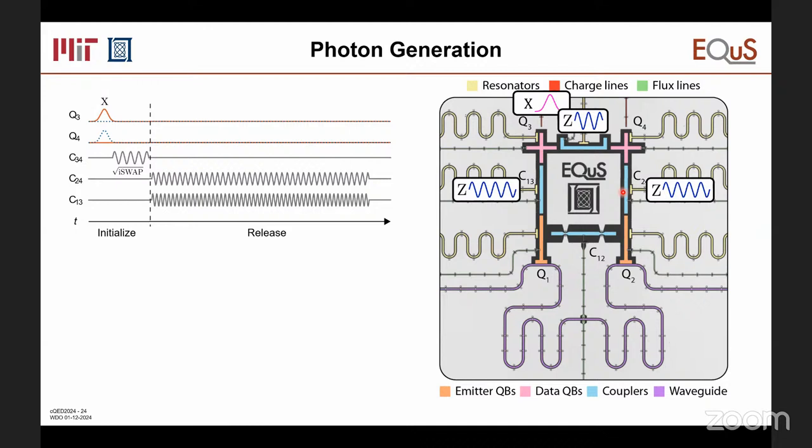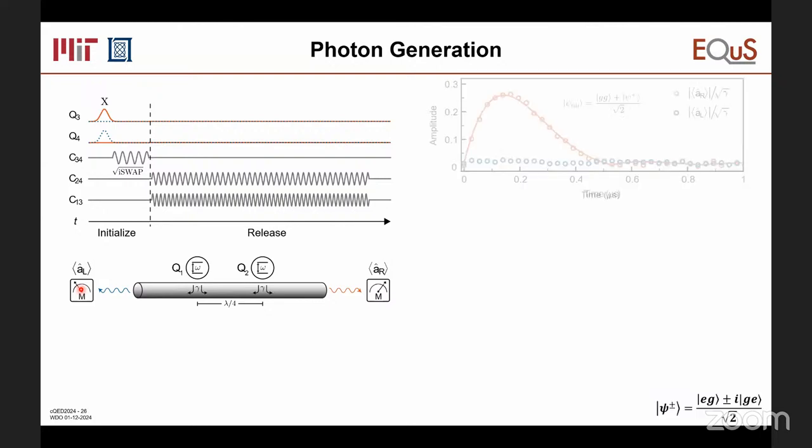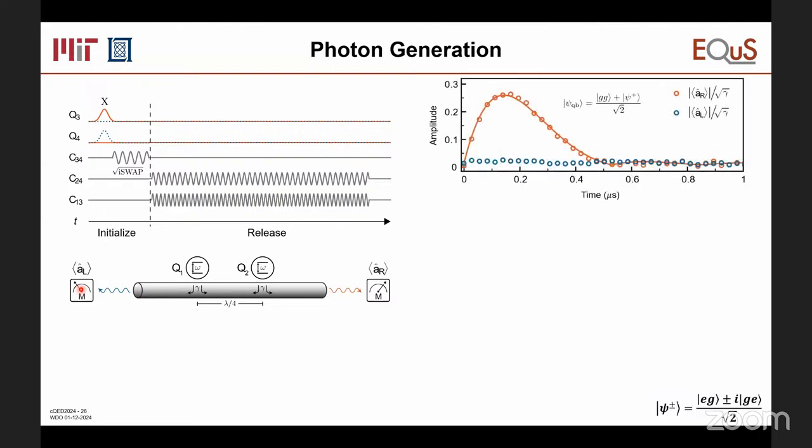We'll then drive these couplers to exchange that entangled state down to qubits 1 and 2. And then they emit quickly to the waveguide. And depending on the phase, in this case, the phase is chosen so that the photon only goes to the right. Now at room temperature, we'll measure these photons coming out by measuring the electric field.